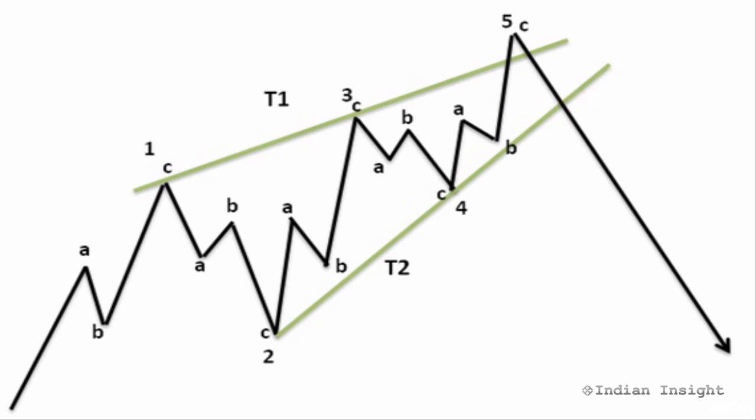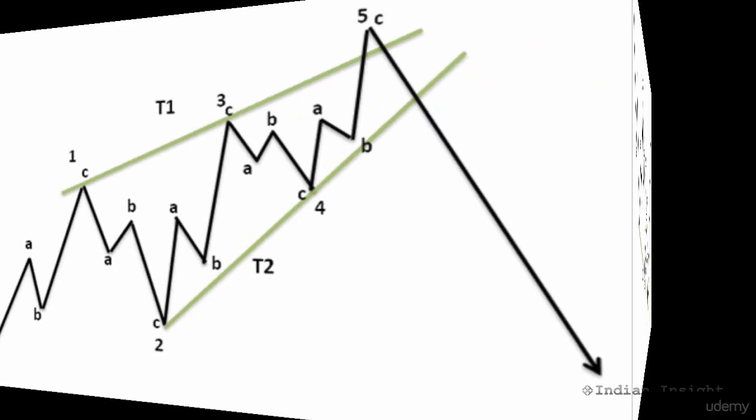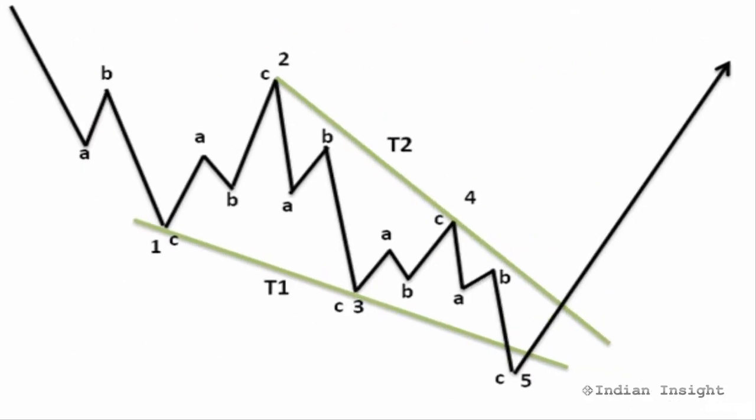Now, opposite of this rising wedge or the rising ending diagonal pattern is the falling wedge or the falling ending diagonal pattern. This pattern is shown here. As you can see, this is just the inverted version of the rising wedge pattern, but the essential DNA of the pattern is the same. This is so because the only difference between the rising and the falling wedge is that one appears in an uptrend and the other appears in a downtrend.